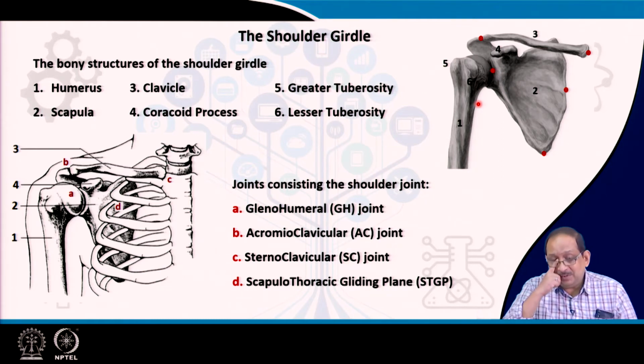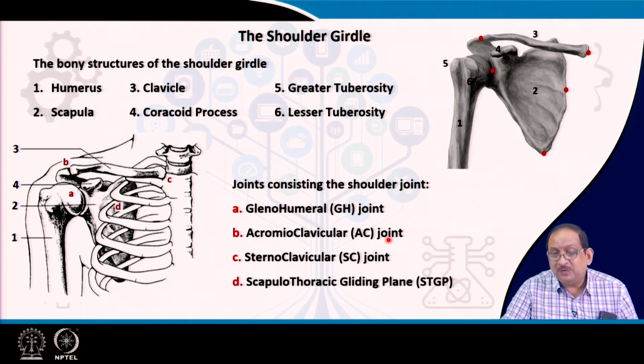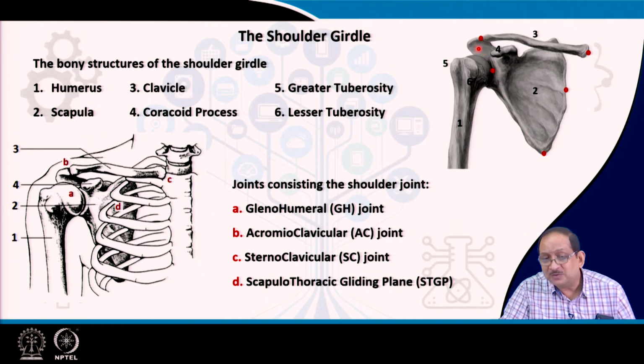Now, the joints that constitute the shoulder joint are the glenohumeral joint, due to articulation of the humeral head with the glenoid cavity, and the acromioclavicular joint. So, the acromion is a bony structure, and it forms the acromioclavicular joint, a joint formed by the connection of the clavicle with the acromion. That is known as the acromioclavicular joint.